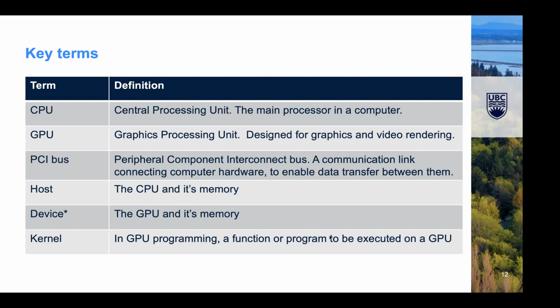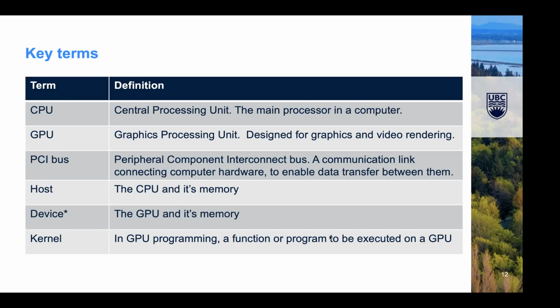For example, the CPU is the central processing unit. That's sort of the brain of your computer, the main processor, responsible for the logic, input, output, various computations and communications. It's really, as the name suggests, the central unit. The GPU is the graphics processing unit. It was originally designed for graphics and video rendering, and we'll see why that's more critical in a few moments.